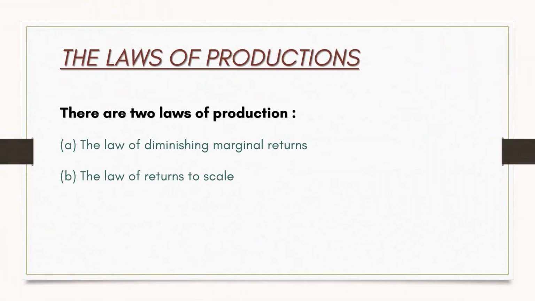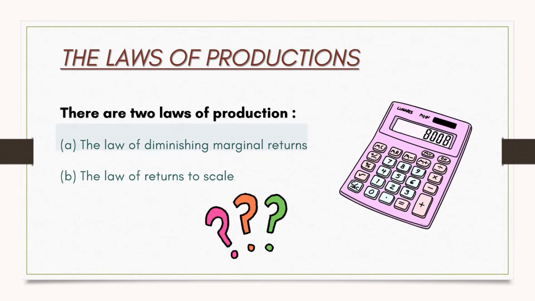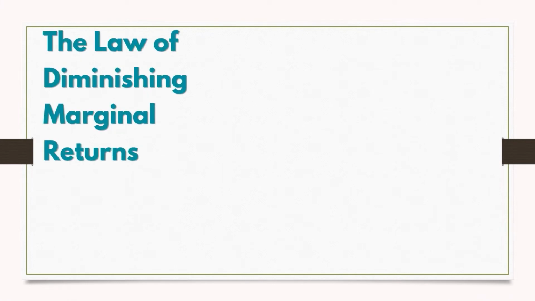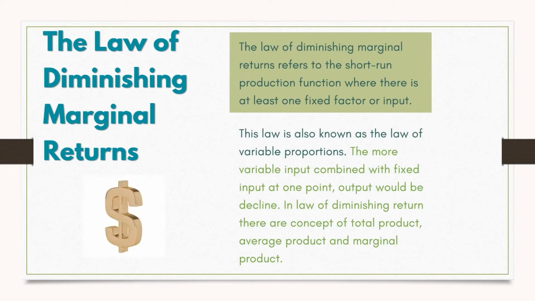Okay, so now we look at the laws of production. As you can see, there are two laws of production. First is the law of diminishing marginal returns, and second, the law of returns to scale. Now we look at the law of diminishing marginal returns. So what is the law of diminishing marginal returns?